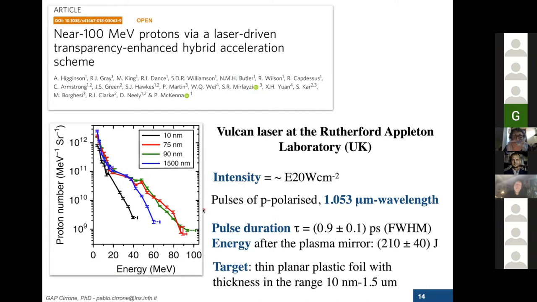They were able to accelerate and to study, you can see here, with different kinds of targets. This is the thickness of the target that they used. With a laser pulse duration of the order of 0.9 picosecond, they were able to accelerate protons to near 100 MeV. In fact, this is perhaps the highest energy proton beam obtained today with this TNSA, target normal sheath acceleration, technique.